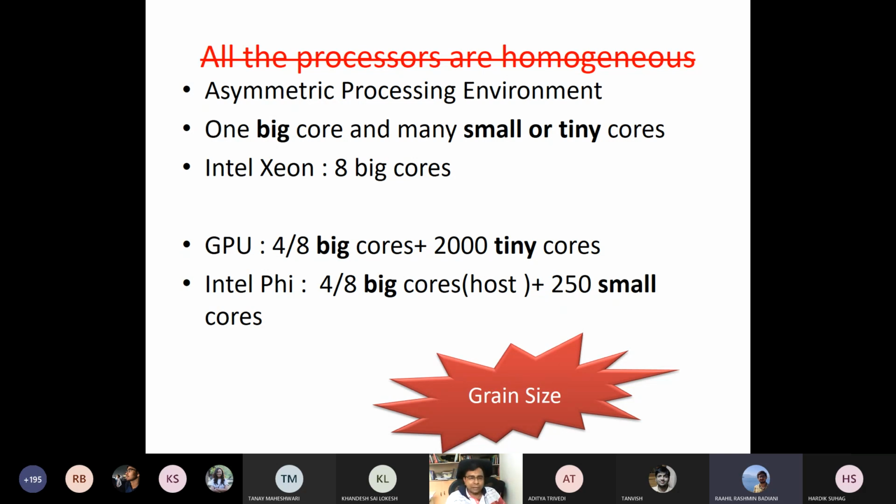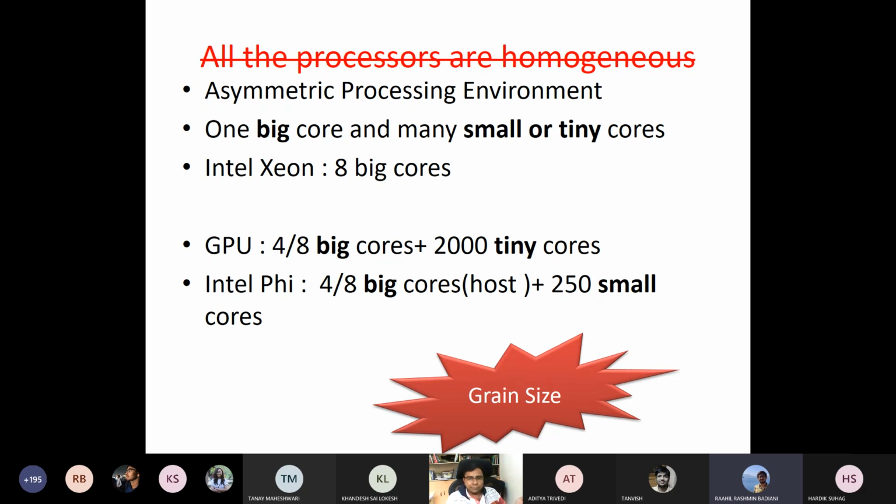For a homogeneous environment it's fine. For a heterogeneous environment it may not work. And whatever we say, grain size or processor size. So Intel CPU cores are bigger cores, but the number of cores in GPUs or graphics cards is much higher, though they are very, very small cores.